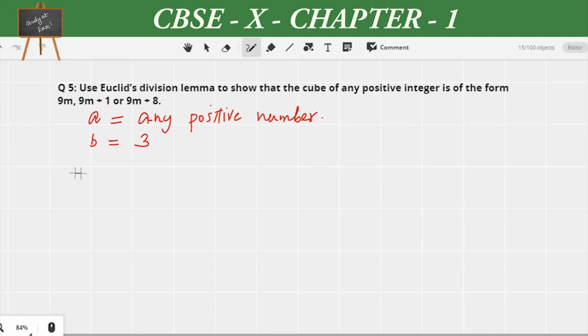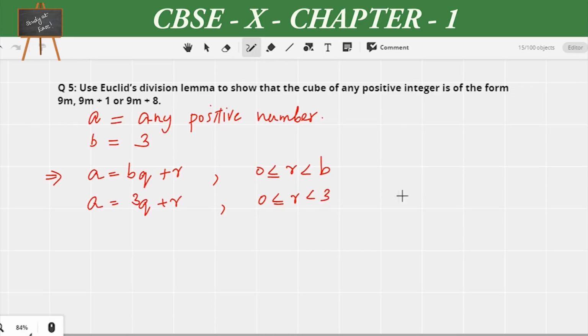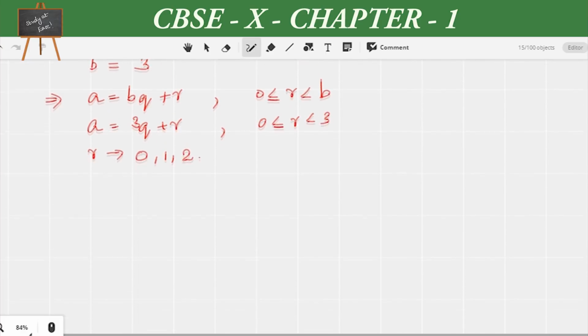Okay. So the next step, what is a form? What is the general form of the division algorithm? It is a is equal to bq plus r, where 0 less than or equal to r less than b. So we're going to write it in the general form now. So a is equal to 3q plus r, where 0 less than or equal to r less than 3. That means r has the range from 0 to 2, not 3. Why? Because it is less than, not less than or equal to.